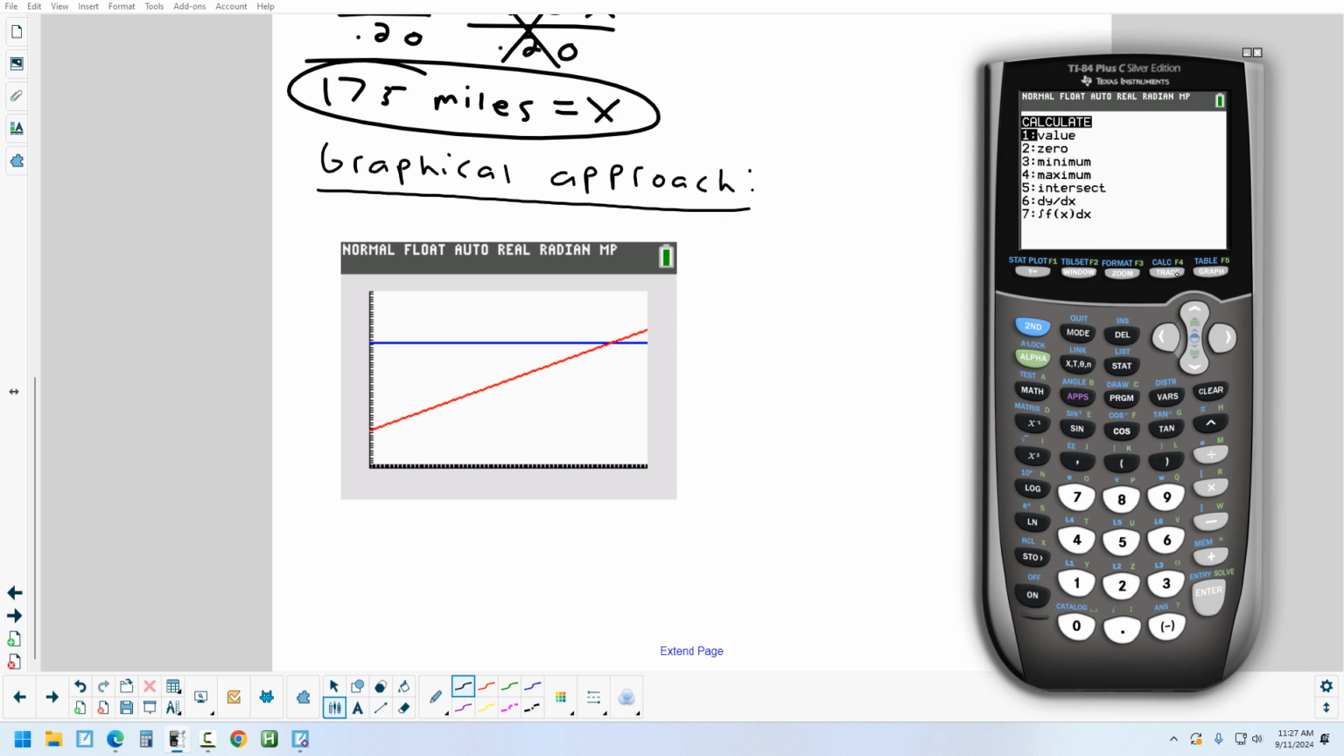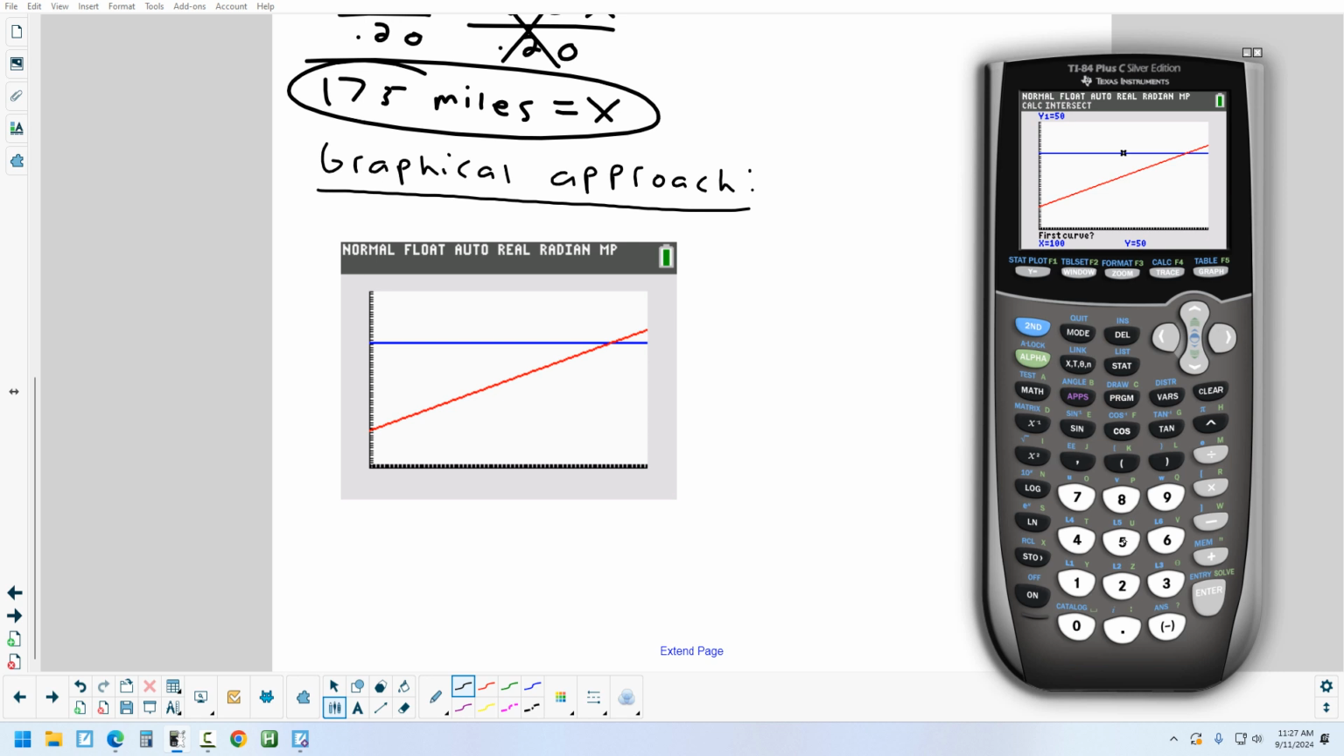So, we're looking for where these lines cross. Which option do you think we need to pick? Yeah. Option 5. So you can either press the down arrow until you get to option 5 and hit enter, or just press 5. Once you press 5, it's going to ask you 3 different questions.